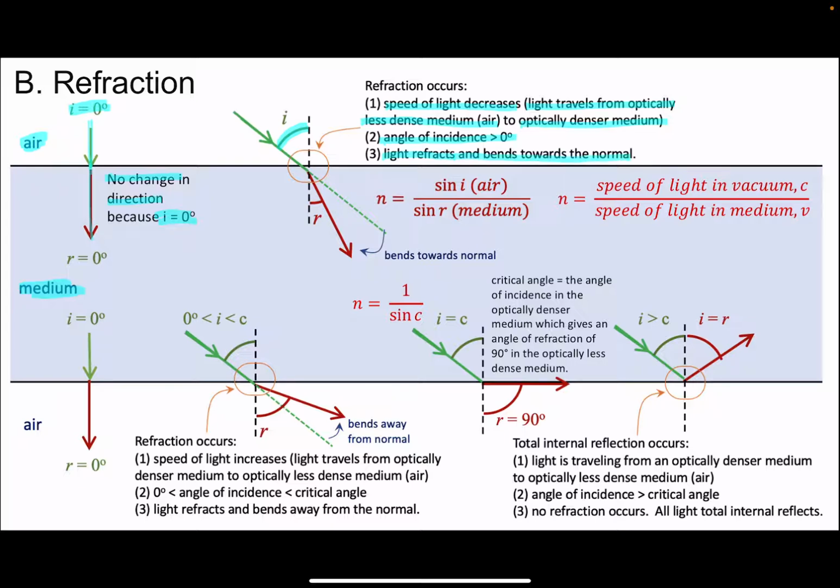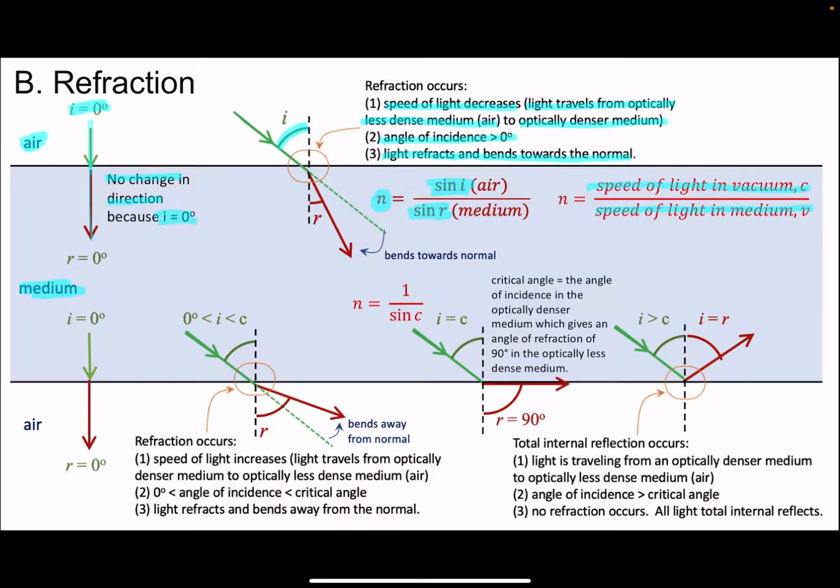Now, Snell's law states that the refractive index n is given by sine i, which is in air, divided by sine r, which is in the medium. Now, the refractive index can also be given by the speed of light in vacuum, divided by the speed of light in the medium.